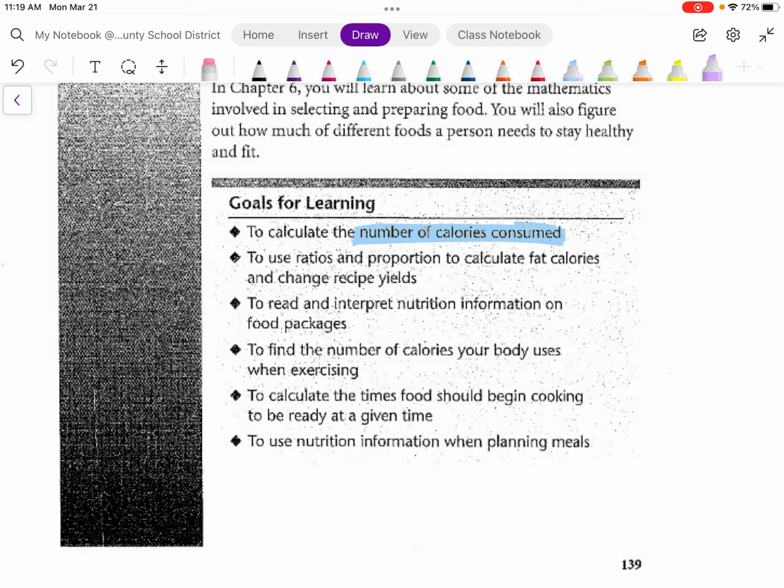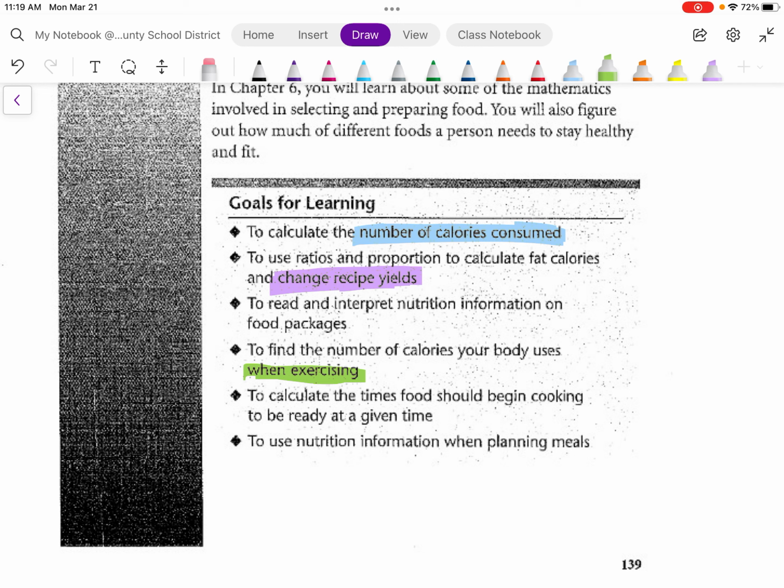Using ratios and proportions to calculate fat calories and change recipe yields. So like if a recipe is made for 6 people, but you only want to make it enough for 4 people, how you would find the different amounts for each ingredient. To read and interpret nutrition information on food packages. To find the number of calories your body uses when exercising, and knowing the difference between how many calories you burn when you run versus when you swim, things like that.